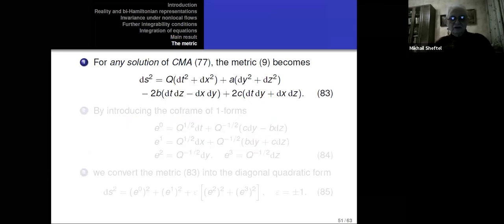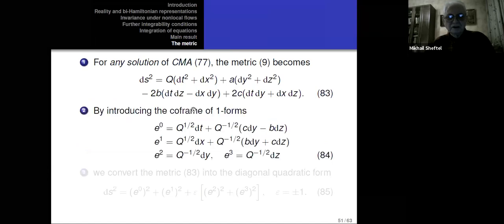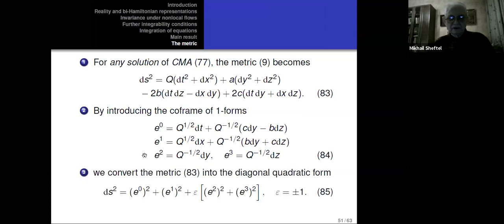Now, how does the metric look? This is ds squared with metric coefficients Q, A, B, C. We can further simplify it introducing the coframe of one-forms, when our metric takes the diagonal quadratic form, where for epsilon plus or minus 1 we have either Euclidean or neutral signature.